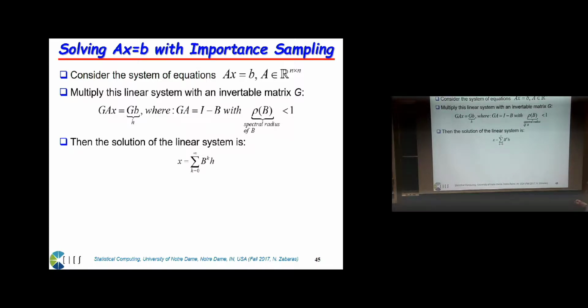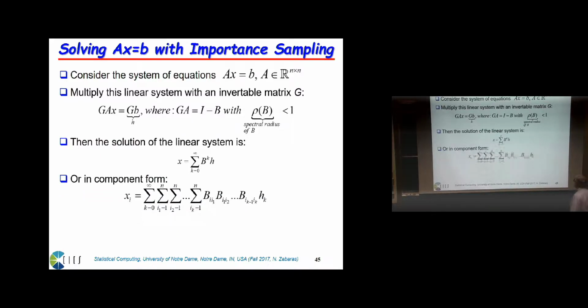So, we want to compute x as an infinite sum of b to some power k times h, and b again is a given matrix because I'm designing G, so I know what b is, right? So I want to solve this, and I want to solve it not with a series expansion, because that will complicate the problem. I want to do this with Monte Carlo methods.